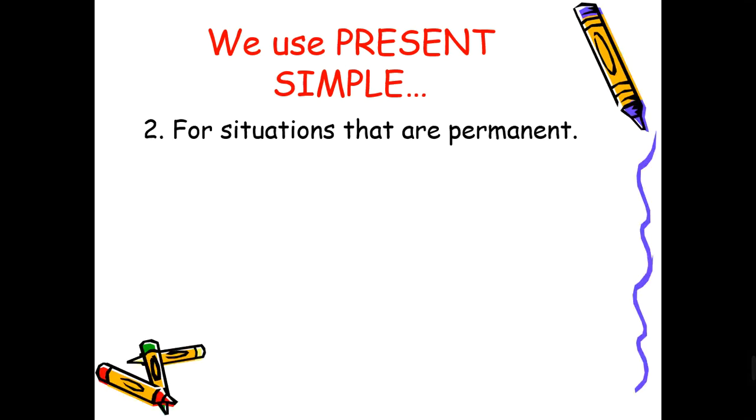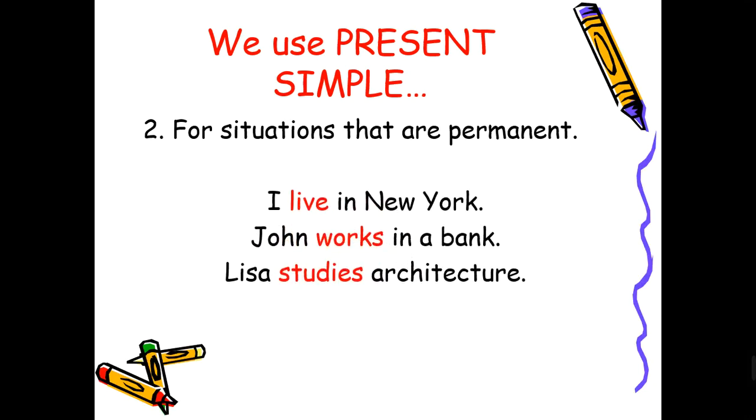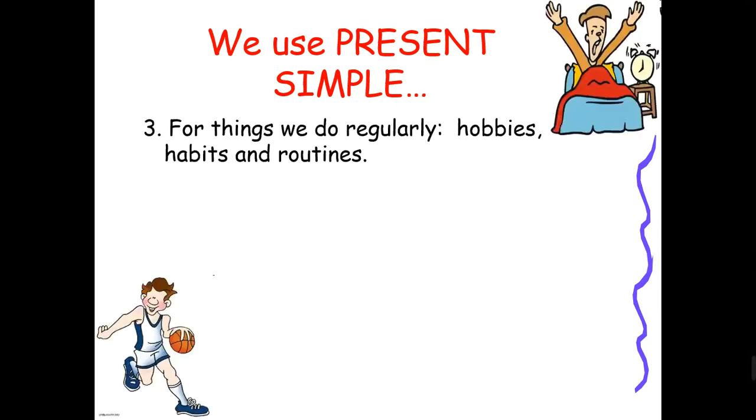The second usage is for situations that are permanent, things that are the same all the time. Like where you live. I live in New York. This is something which is permanent. It doesn't change all the time. John works in a bank. This is his job and this is what he does. Lisa studies architecture. All these things are permanent. It doesn't change all the time, okay?